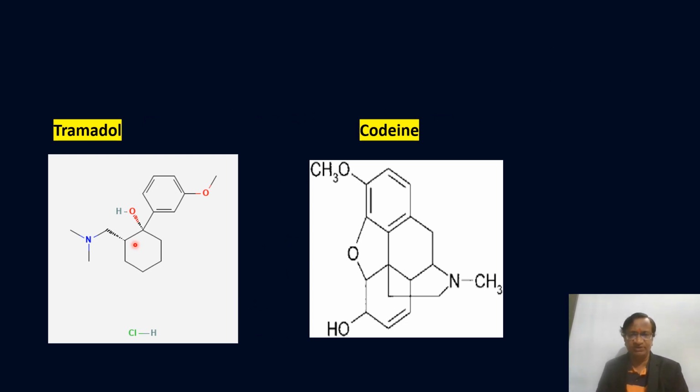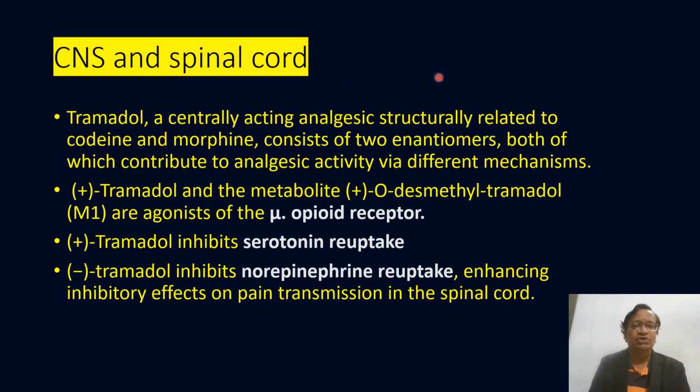Now there's a small difference between tramadol and codeine. So what does it do? Tramadol is a centrally acting analgesic structurally related to codeine and morphine, consisting of two enantiomers which act through different mechanisms. We have already discussed isomerism in anesthesia, enantiomers, stereomers, all structural isomerisms in a different YouTube video of Pain Free Partha.